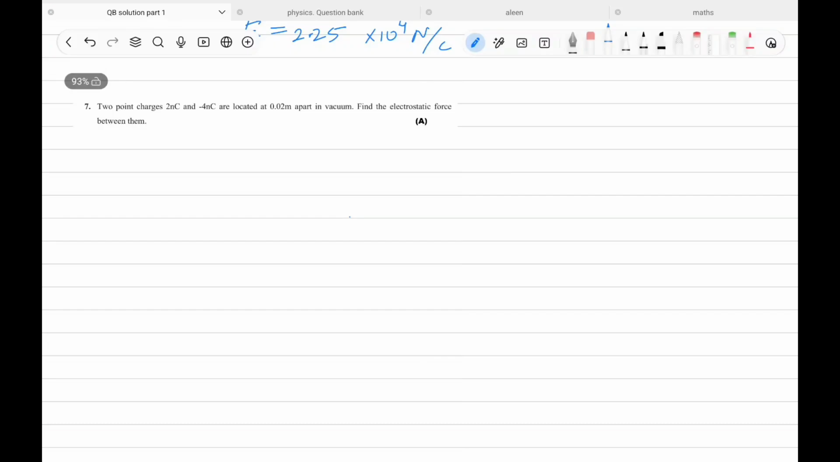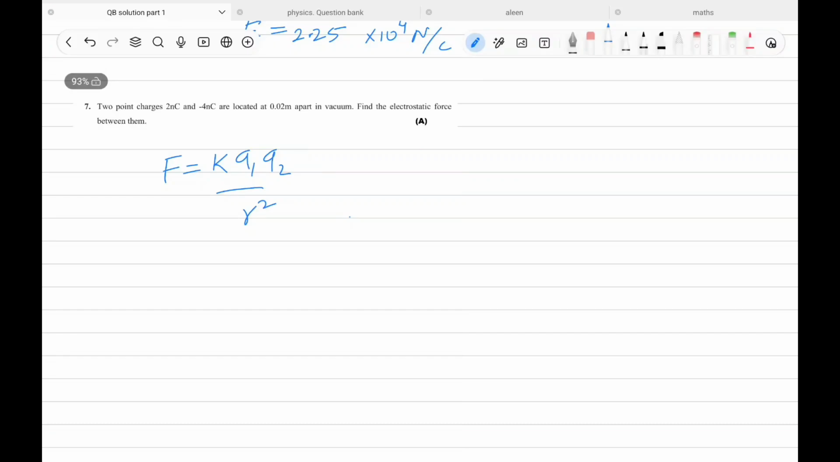In this question, two point charges, 2 nanocoulomb and minus 4 nanocoulomb, are located 0.2 meter apart in vacuum. Find the electrostatic force between them. The electrostatic force between the two charges is given by the equation F is equal to K Q1 Q2 divided by R square, where K is the force constant whose value is 9 into 10 to the power 9.